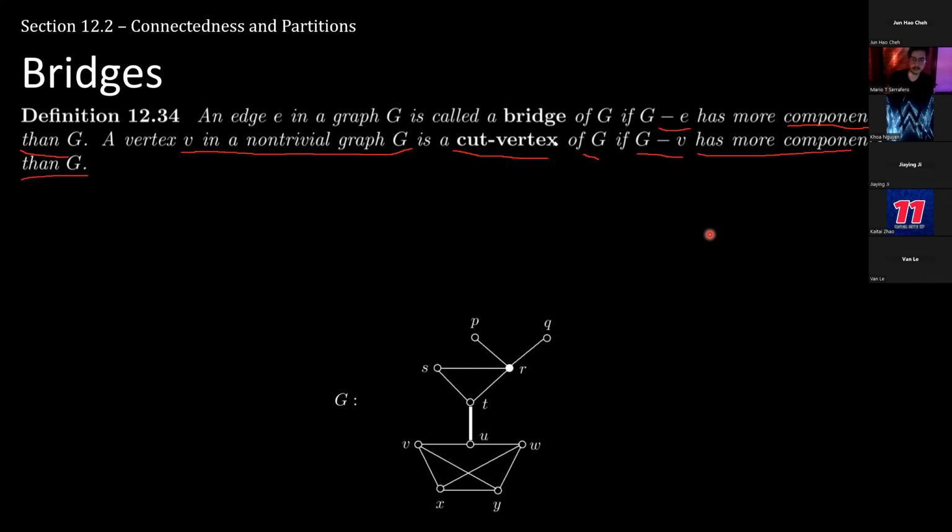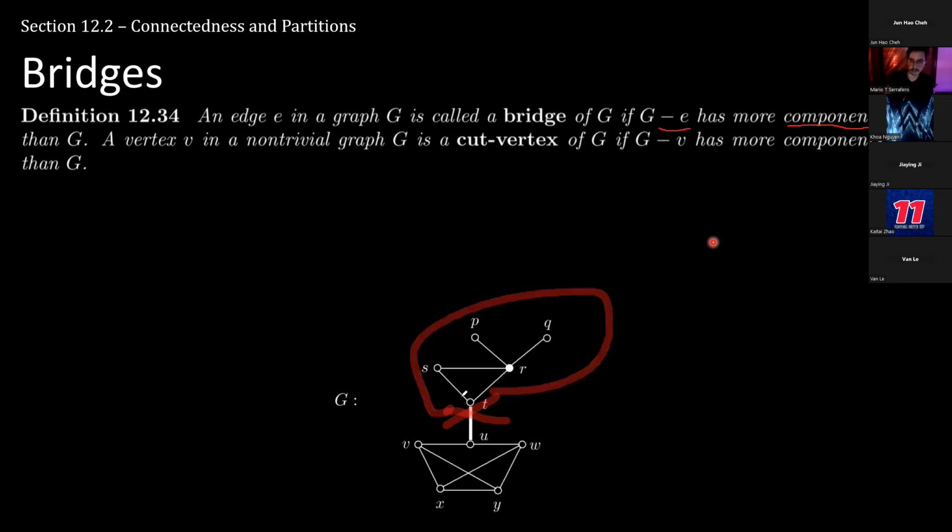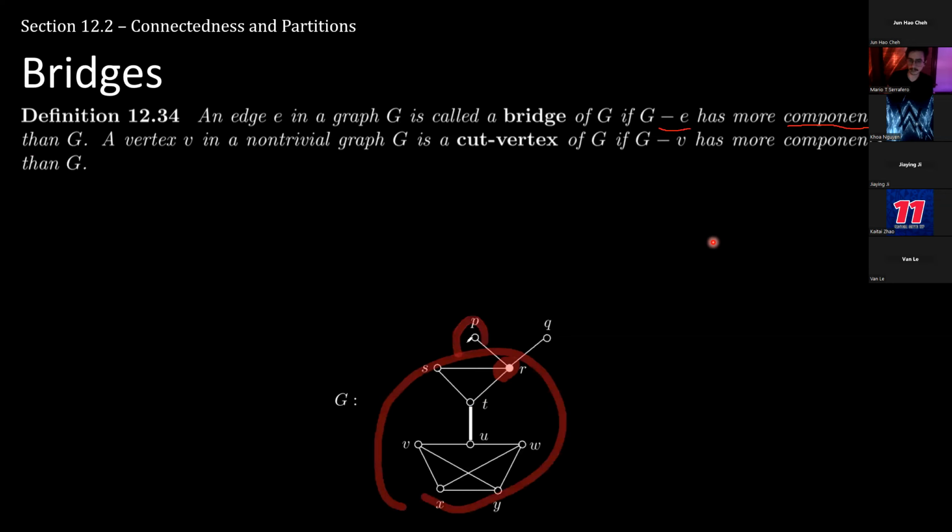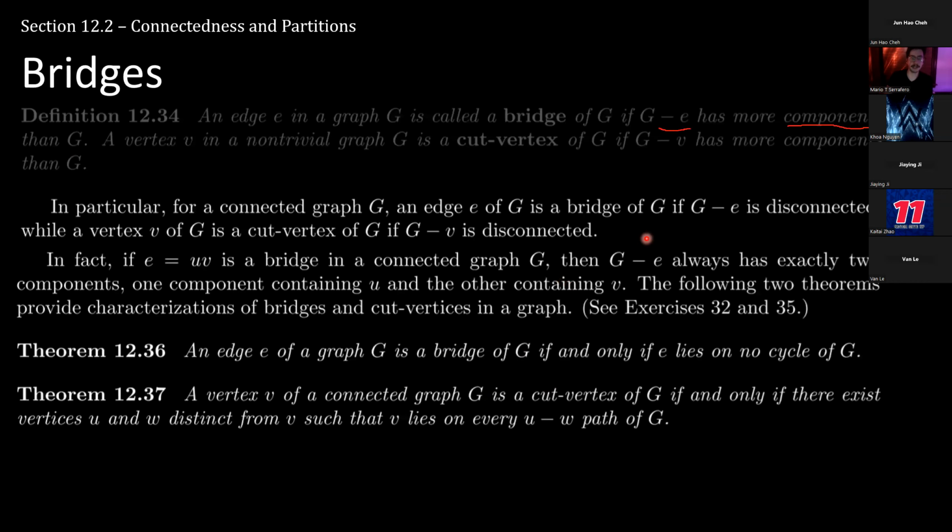So essentially, bridges and cut vertices are either edges or vertices that I can remove from a graph to make it disconnected. In this picture, if I take away the edge TU, then I have this component and I have this component. It's disconnected now. It's pretty intuitive, I think. Likewise, if I take away the vertex R, then I have this component, and these guys are going to be their own components floating around. This is a pretty useful notion.